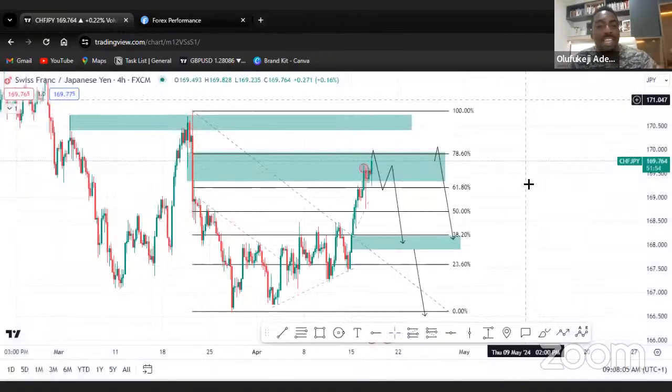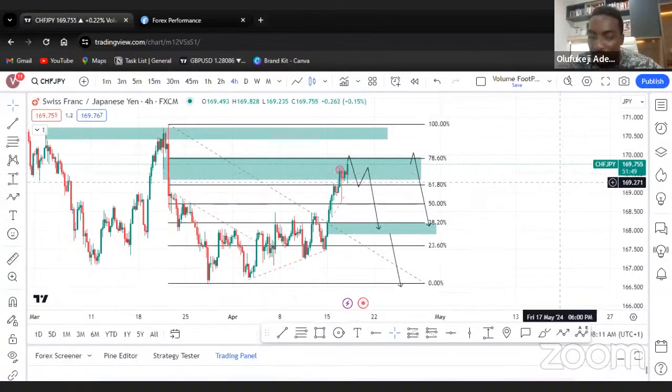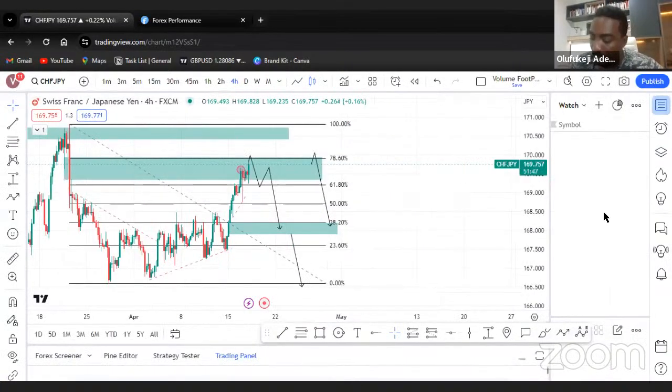All right, so we'll check the yen basket to see if it is going alongside our trade sentiment. So let's see the yen basket.